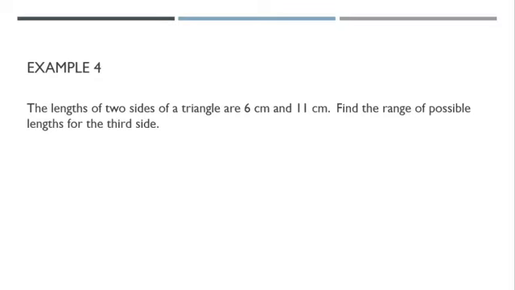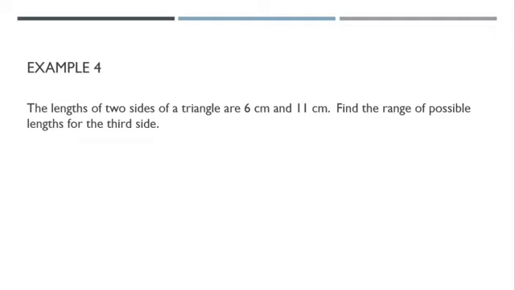One last application of the triangle inequality theorem is actually finding a range of possible lengths for the third side of a triangle. So they've given us two sides. Now there are a lot of ways you can do this. The book is going to say write all three of those inequalities, solve each one, and pick the smallest range of values. But the easier way to do it is to just add 6 plus 11 and subtract, so that you get a positive number, 11 minus 6. And that's going to give you the two numbers it has to be between.